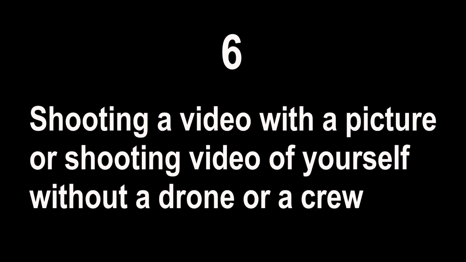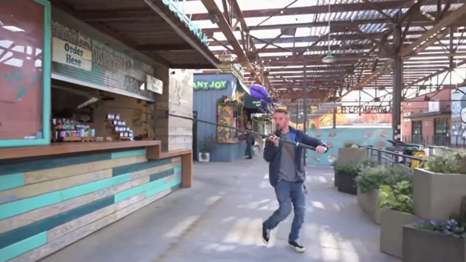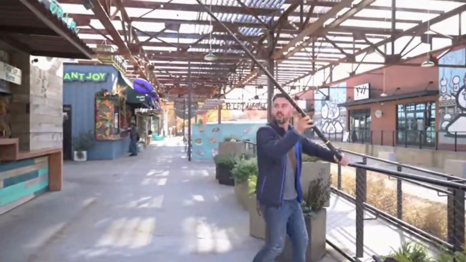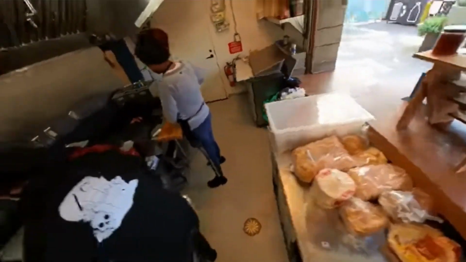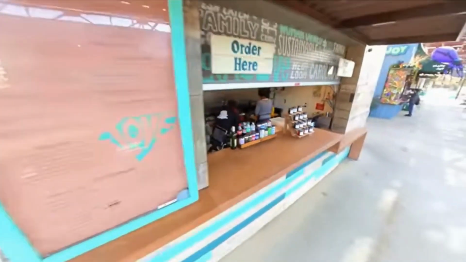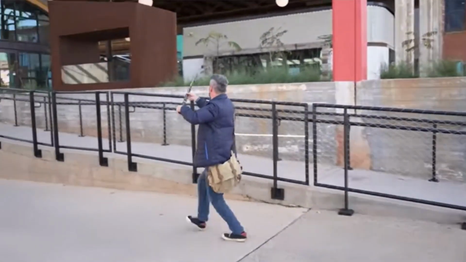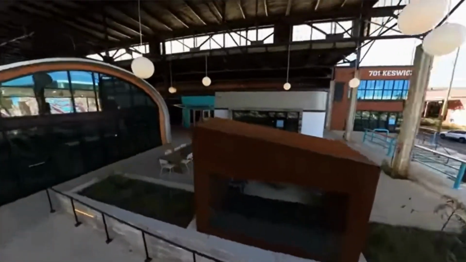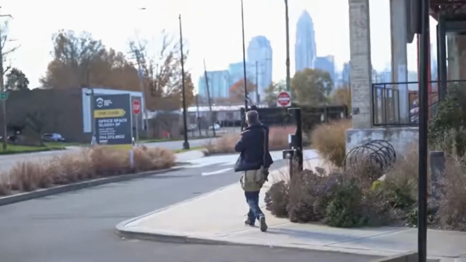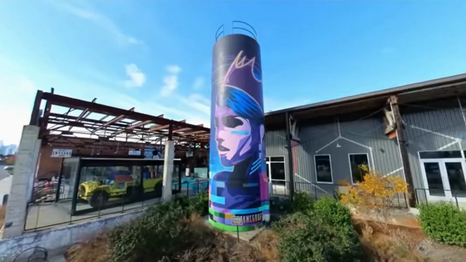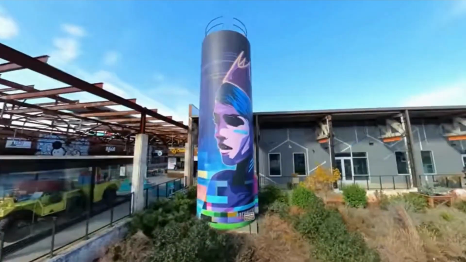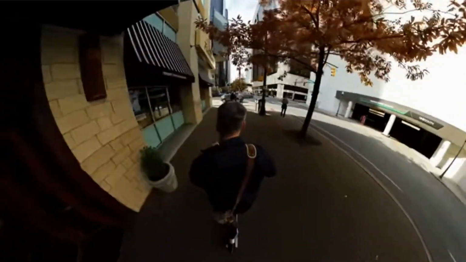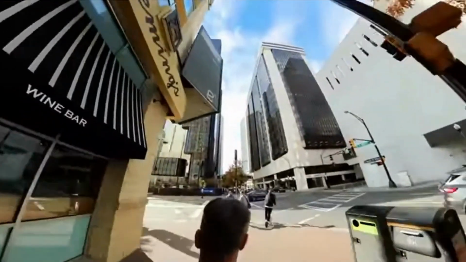6. Shooting a video with a picture, or shooting video of yourself without a drone or a crew. 360 pictures mean you got a picture that you can pan, tilt, zoom, or do camera movement, like shooting with a real video camera to create a video. Something more amazing is that when you shoot 360 videos with a selfie stick, it can automatically disappear by the built-in functions of the camera. So it looks like it's shot by someone else or with a drone. You can watch the YouTube video through the link given below to learn more.